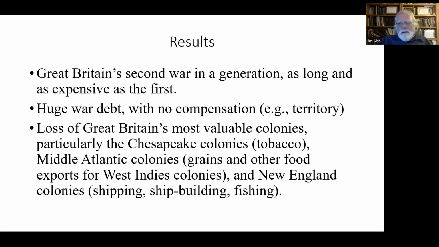They lost the Chesapeake colonies with all that tobacco, a huge source of wealth for England and Scotland. They lost the mid-Atlantic colonies, which provided grains and a lot of the food that went to the West Indies, where they produced sugar, another major source of wealth that made a lot of people back in Great Britain exceedingly wealthy. A lot of them built these huge houses. But those sugar colonies relied on the mid-Atlantic colonies for food.